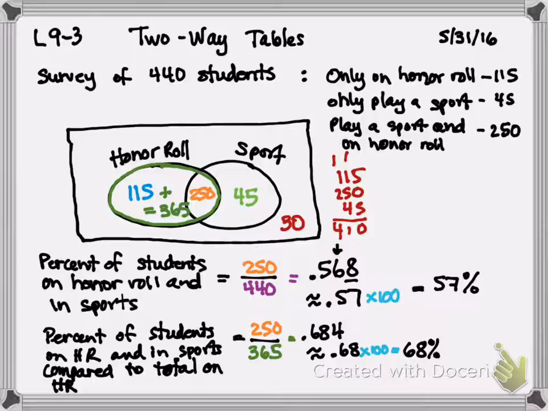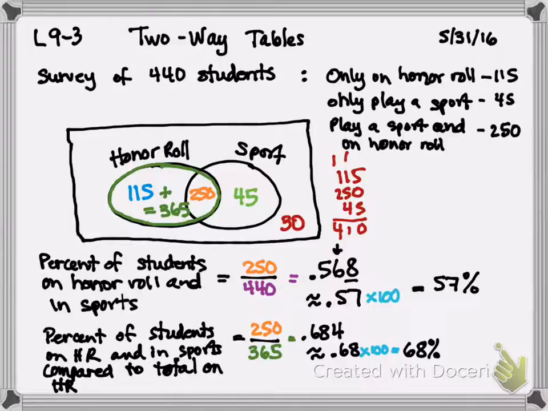So when I looked at the percent of students that were both honor roll and in sports, and I compared it to just those who were on honor roll, it's a much larger looking number. When I compared the number of students on honor roll and sports compared to all the kids in the survey, it was a smaller amount of students.